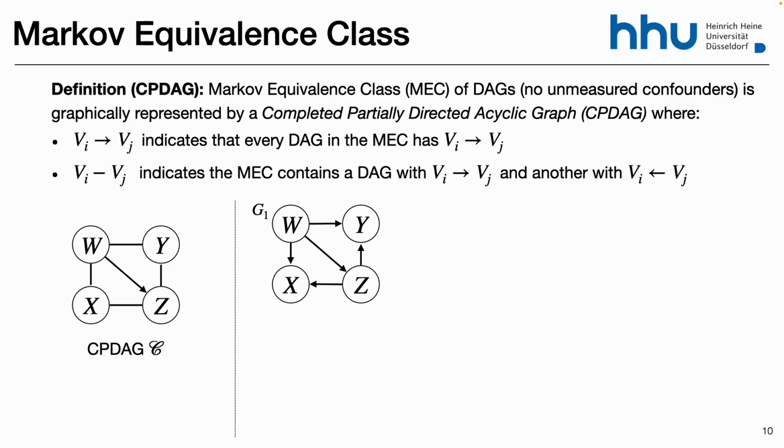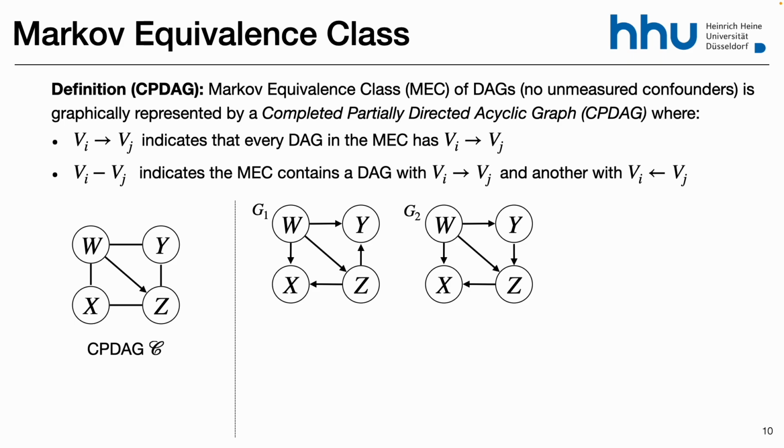So this is part of the class. This is again part of the class, because now the difference here is this edge between Y and Z. Here is Y to Z and Z to Y. I'm not creating a collider, an unshielded collider.